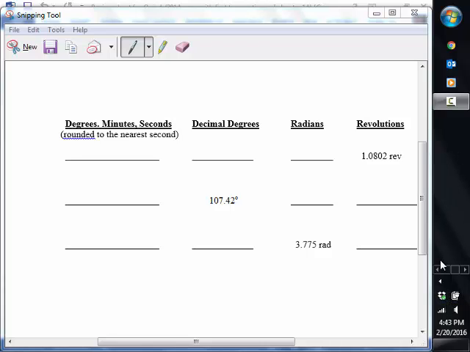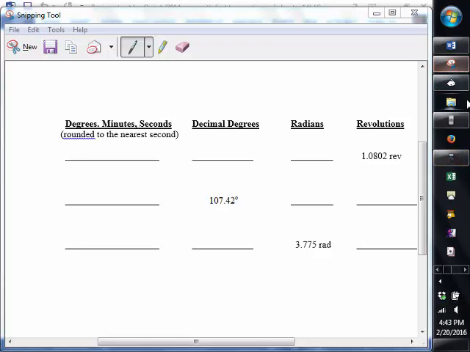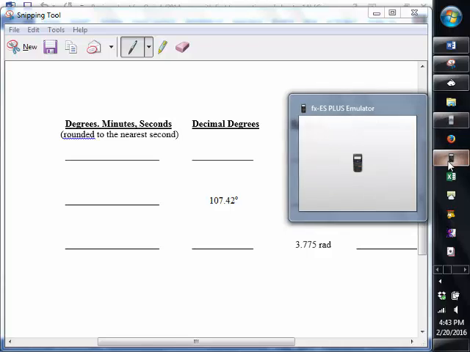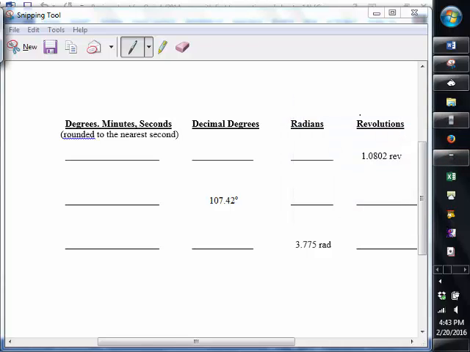This is the review for the test. It is important that you know how to do each of these kinds of problems. The first one that we're going to work on is converting among these four different things.